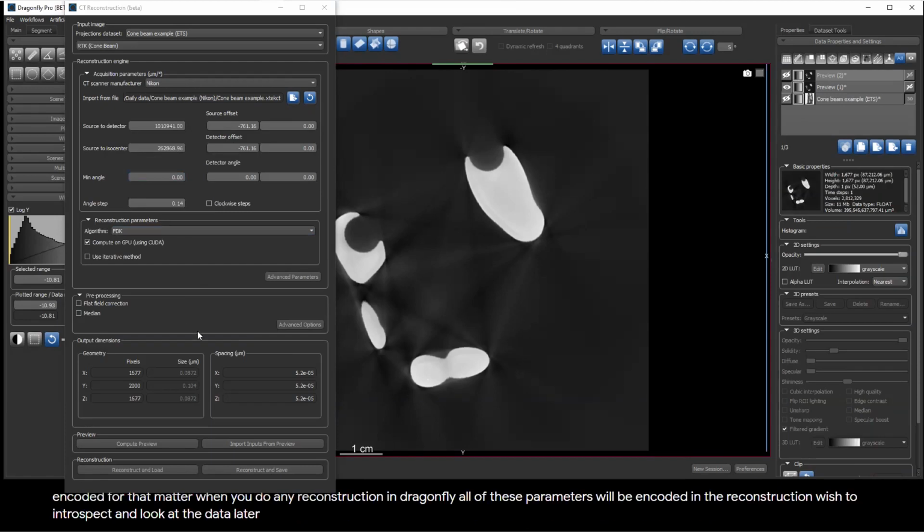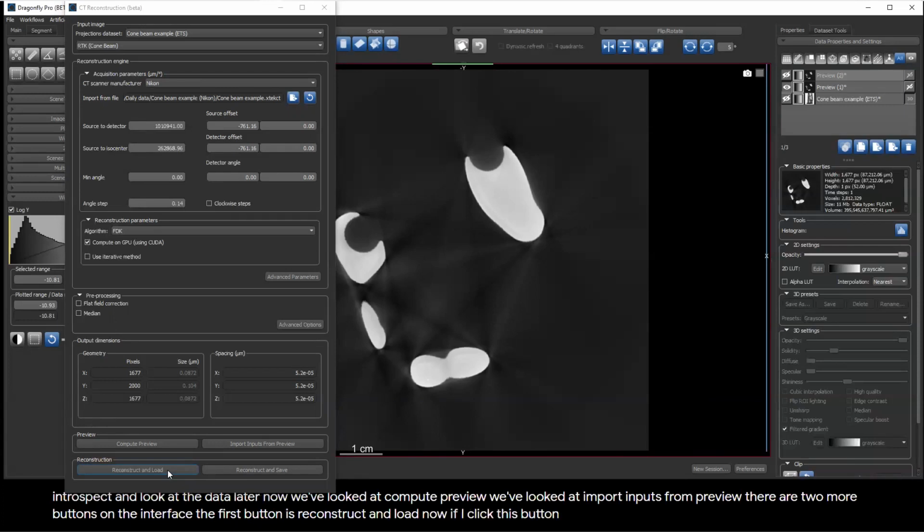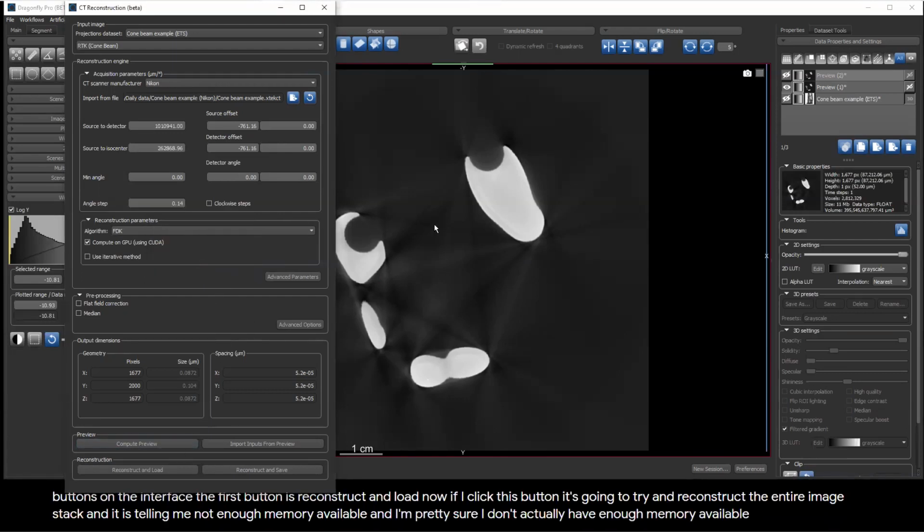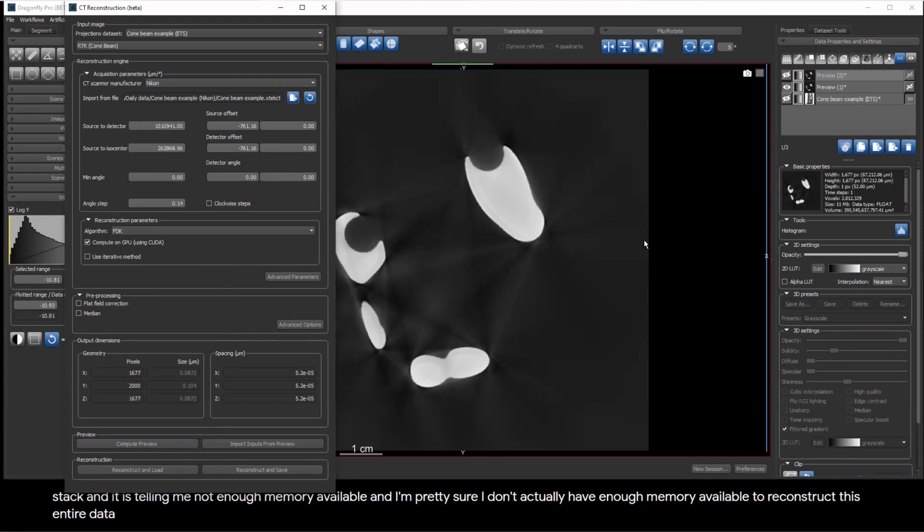So you'll have access to all of that later if you wish to introspect and look at the data. Now, we've looked at compute preview and import inputs from preview. There are two more buttons on the interface. The first button is Reconstruct and Load. If I click this button, it's going to try to reconstruct the entire image stack, and it is telling me not enough memory available. I'm pretty sure I don't actually have enough memory to reconstruct this entire data set on my computer.